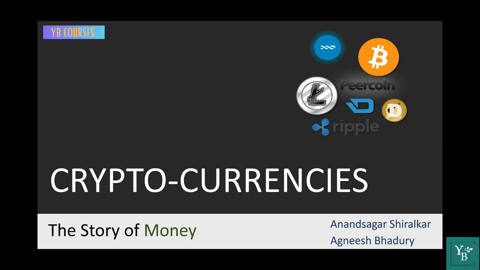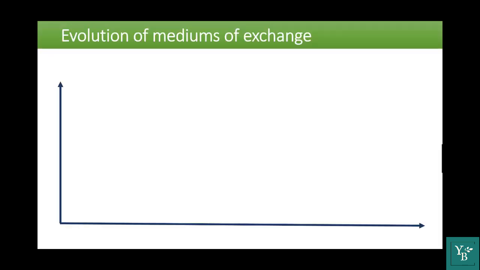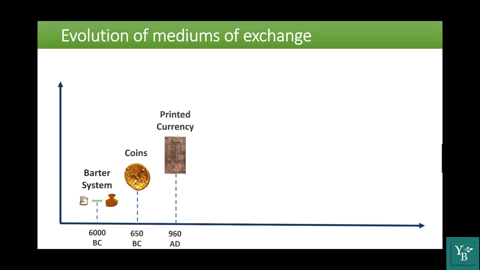We need to understand why people are calling the Bitcoin the most revolutionary method of payment ever created. And to understand this, let's go back several years. Let's start with 6000 BC, when people started using the barter system. Then we moved on to the coins around 650 BC. We started adopting the first forms of printed currency around 960 AD.